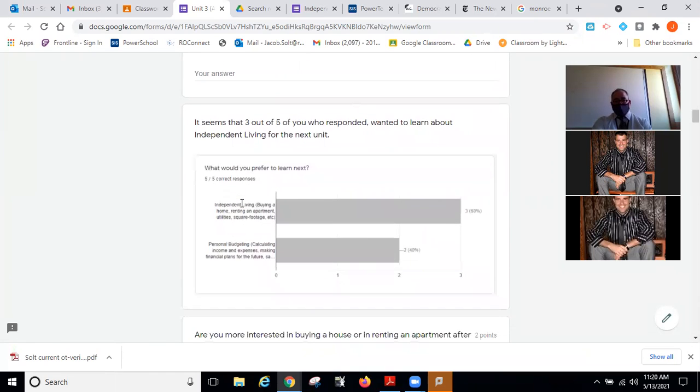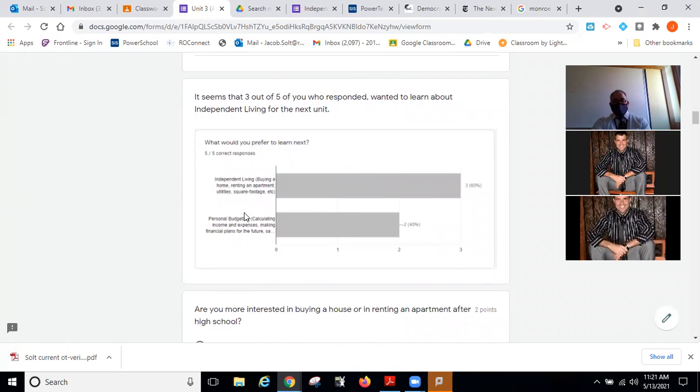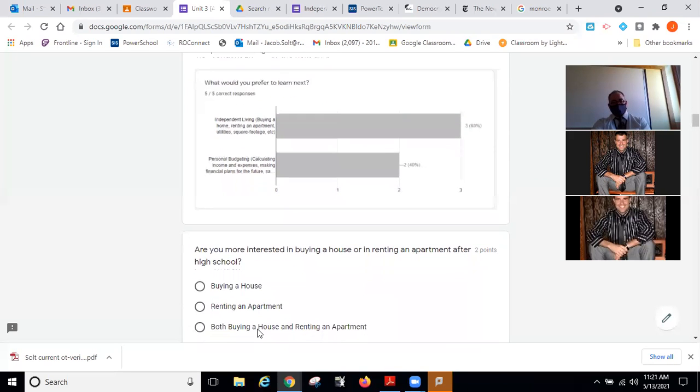Apparently only 5 people answered the question last time of what would you prefer to learn next? And 3 people chose independent living. So that's where I'm going. I'm going forward with independent living, probably closing out our last 4 weeks of the year here. So if we're lucky, we might get to do some personal budgeting at the very end of June, but it'll probably be independent living at least for all of May and part of June.